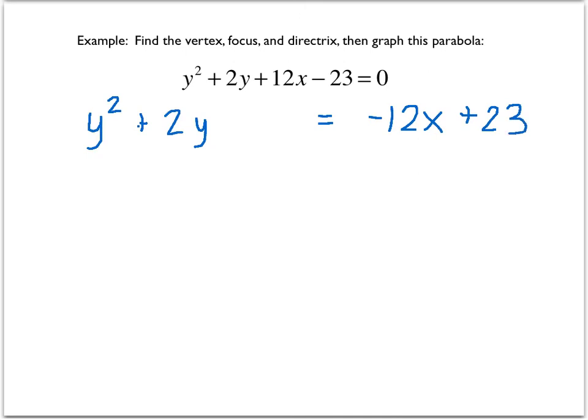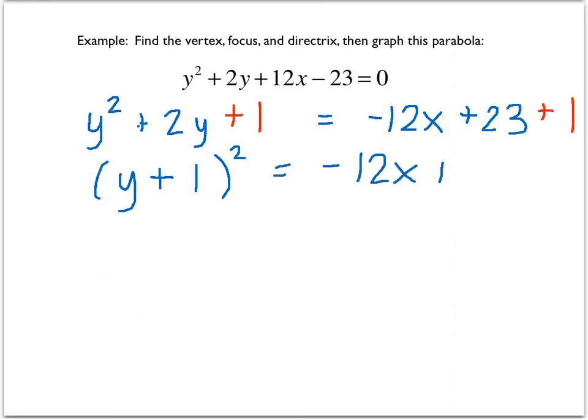Now you might notice that because this is a y squared here, this is going to have a horizontal orientation, as you might have guessed. So once again here, when I complete the square, I of course focus in on this value here. I take half of that, which is 1, and I square 1, so I know I'm going to have to add 1 to each side like this. And so now when I actually complete the square here, this expression is going to be y plus 1 squared. Over here, meanwhile, it's going to be -12x plus 24.